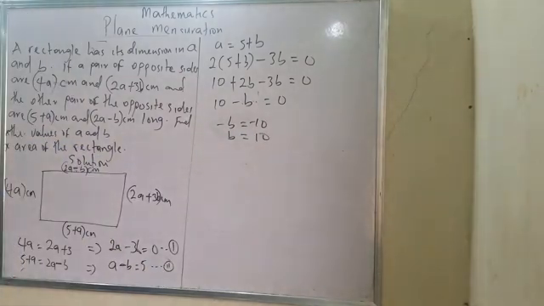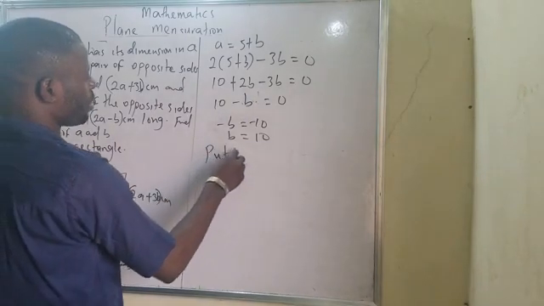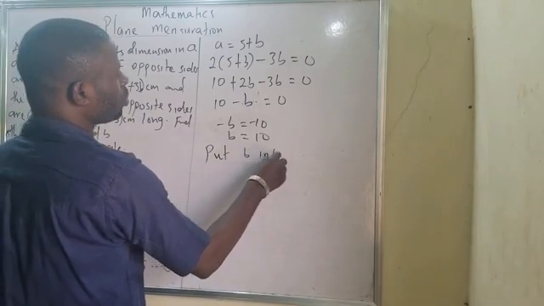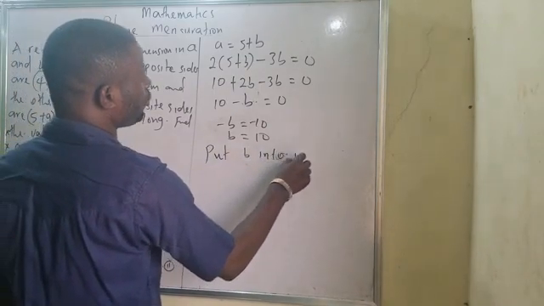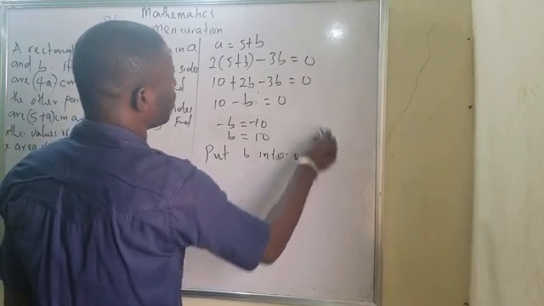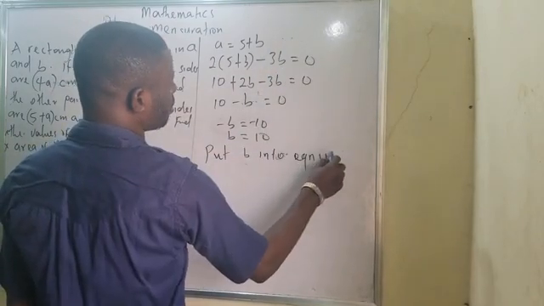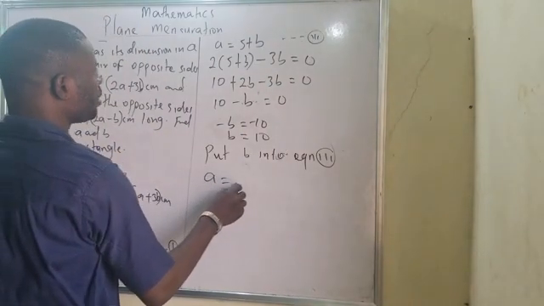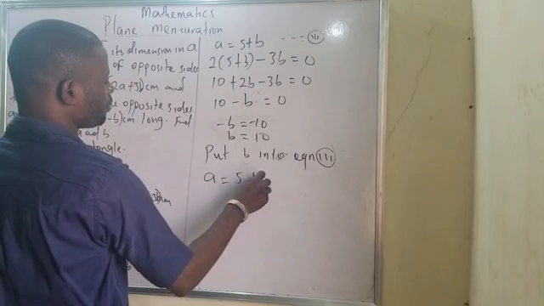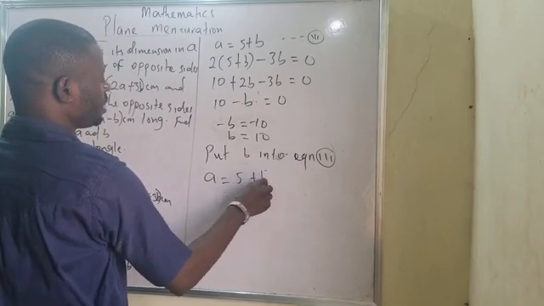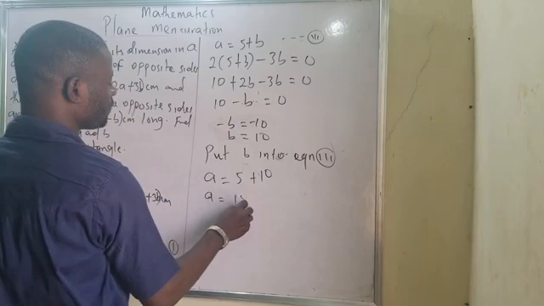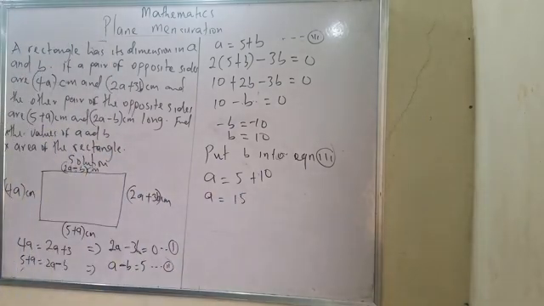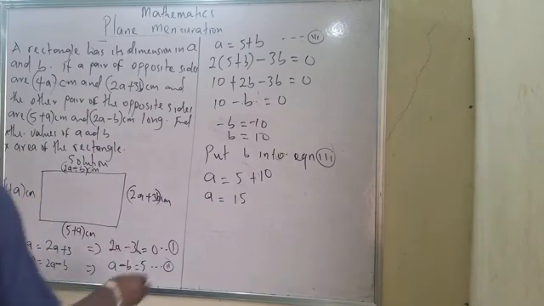Now, since my B equals 10, I can continue by putting B into equation 3, because it has been generated, which gives A equals 5 plus 10, so A equals 15. Now, A equals 15, B equals 10, and for you to do it very well, I can now look for the area.